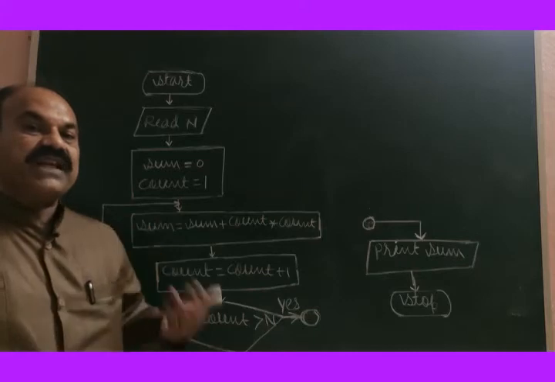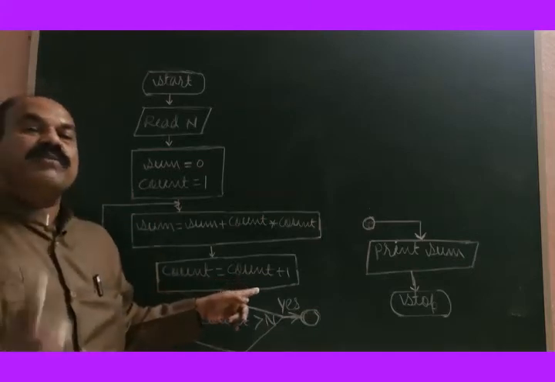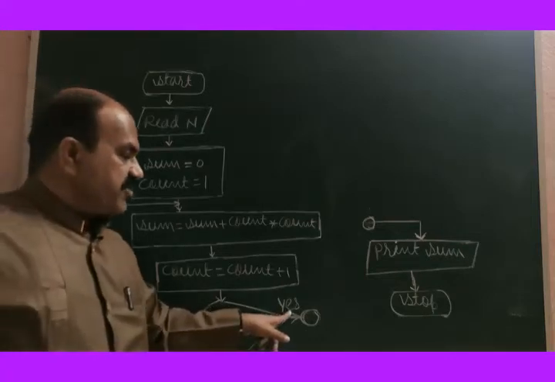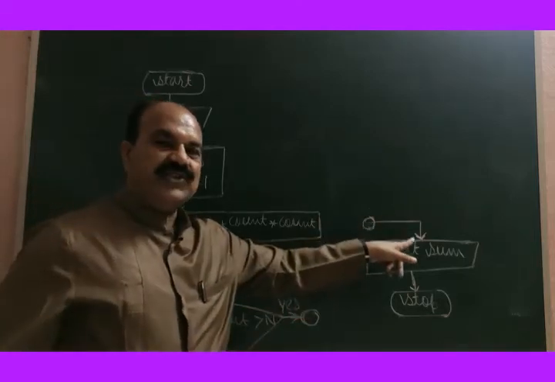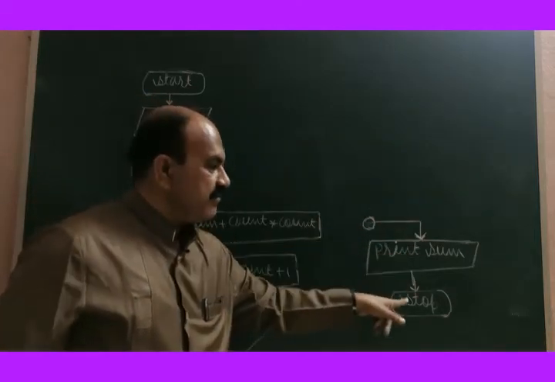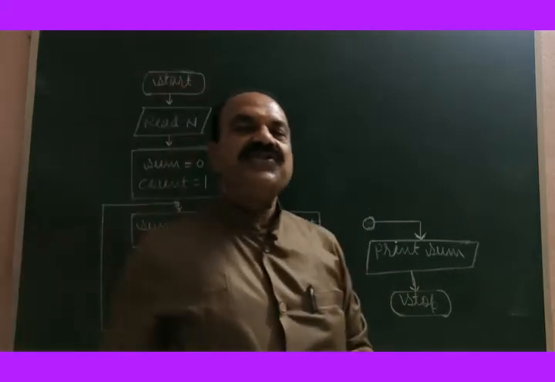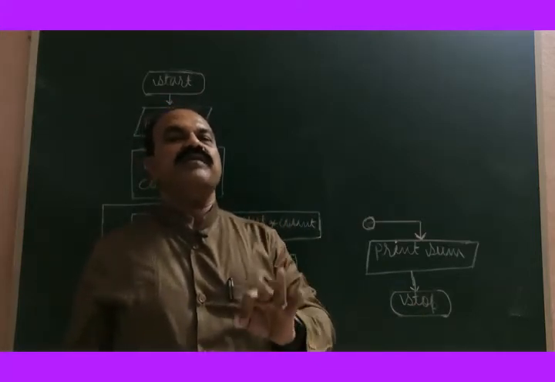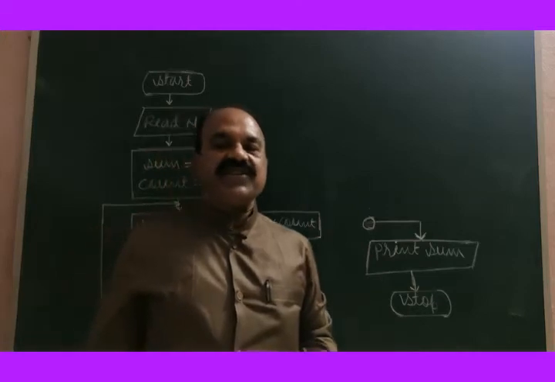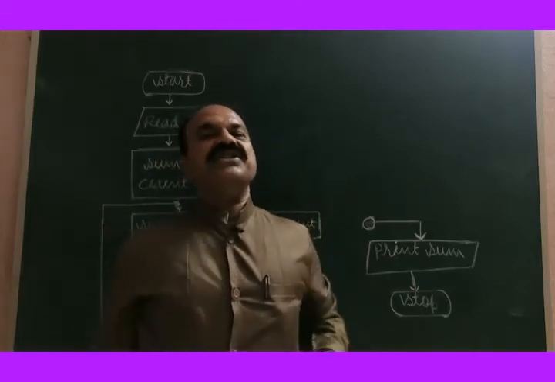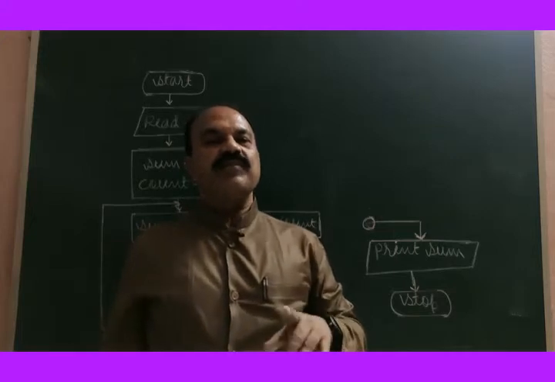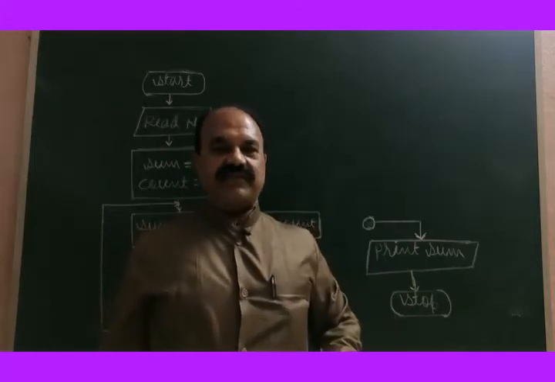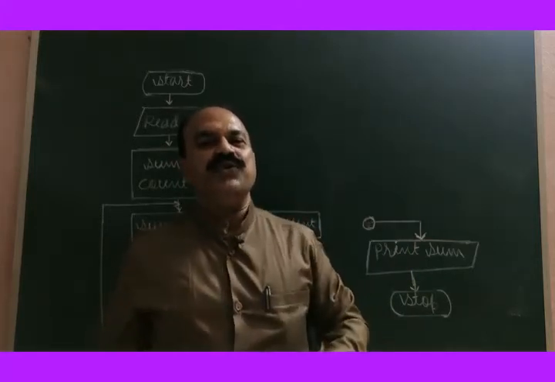When the calculation for n is taken and if you further increment this count by 1, what will happen? Count will become greater than n. Answer yes. As soon as the answer comes yes, print sum and stop. This is the algorithm and flowchart for the sum of a finite series. The finite series I have considered is 1 square plus 2 square plus 3 square plus 4 square plus 5 square plus dash dash n square. You have to decide what n you want to take.